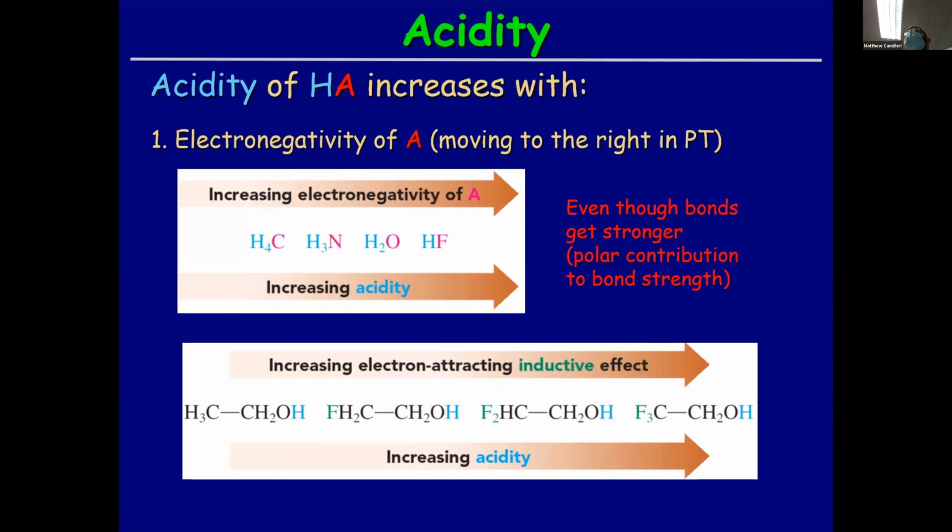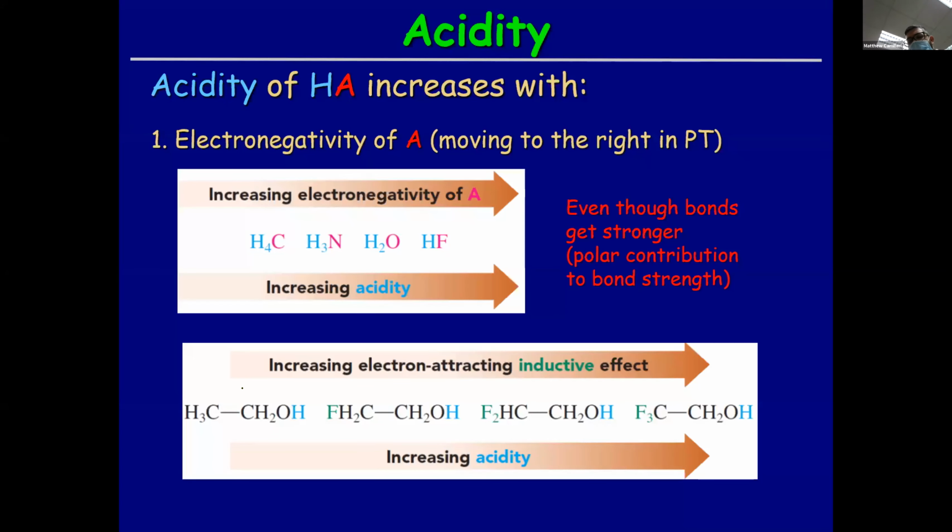Remember, HF is not a strong acid with respect to giving up the proton. It's a very reactive substance because of the F minus. Okay, HF.